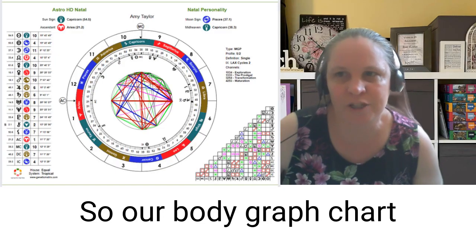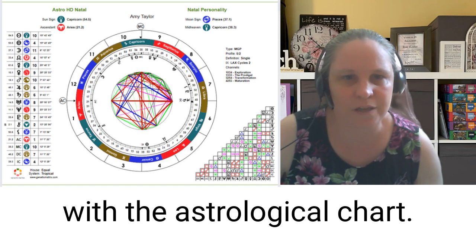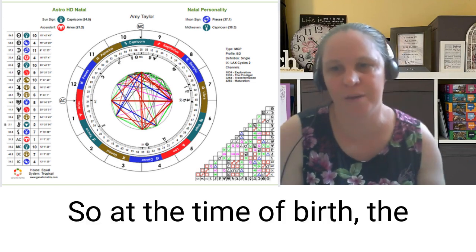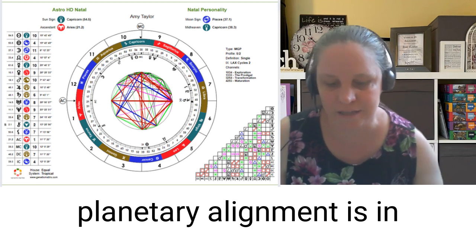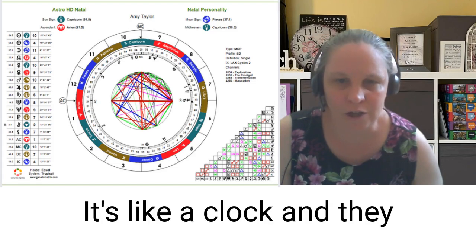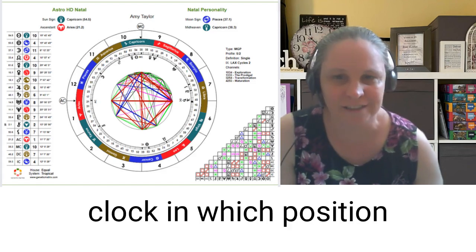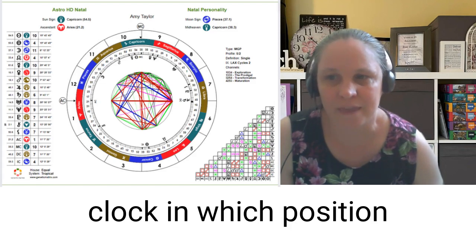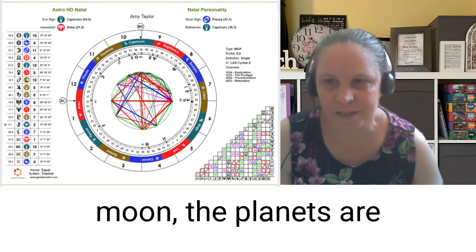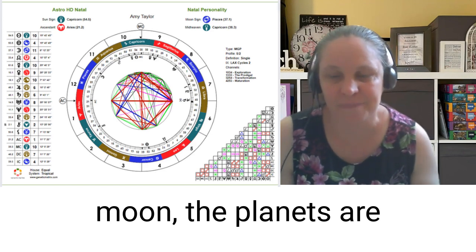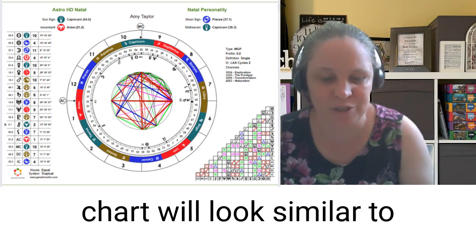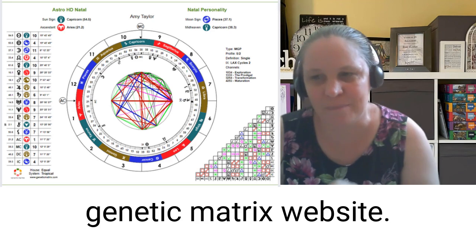So our body graph chart in Human Design starts with the astrological chart. So at the time of birth, the planetary alignment is in a configuration around us, and it's like a clock, and they clock in which position the sun, the earth, the moon, the planets are in at the time of birth. And so a basic astrological chart will look similar to what we've got through the Genetic Matrix website.